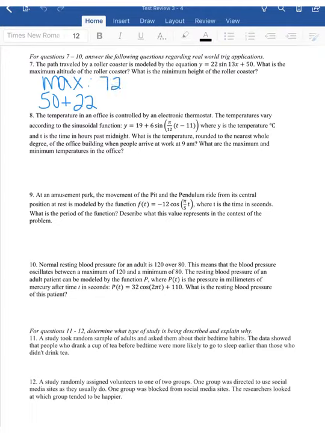I don't know if that's feet. I don't know if it's yards. You have no idea. So you really can only write 72. And then the minimum height is how far down does it go. So you would go from the midline. You're going down 22. So the minimum height is 28.